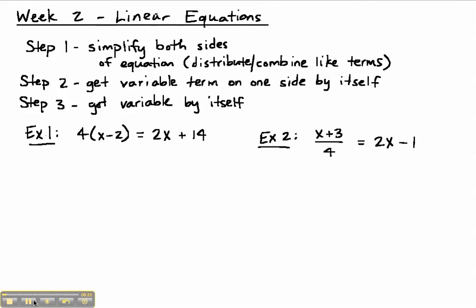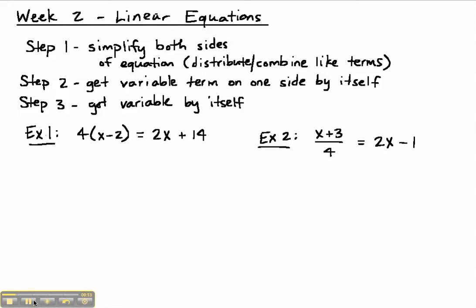And then step two, we want to get the term that has the variable on one side by itself, and we get it by itself either by adding or subtracting or perhaps multiplying or dividing. And in this step, we always want to do the opposite of what's being done to that term. And then step three, a similar concept, is now that we have the variable term by itself, we want to get the actual variable by itself, again, by doing the opposite of what's being done to x.